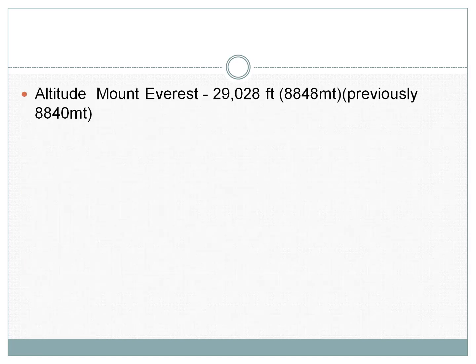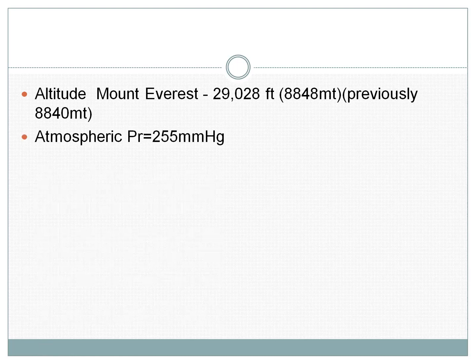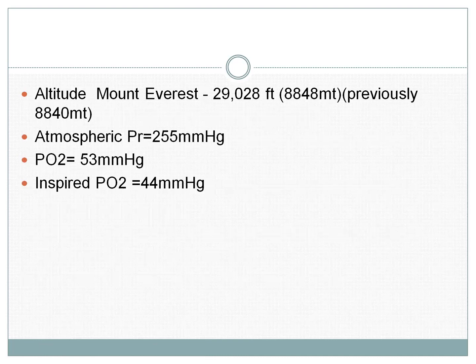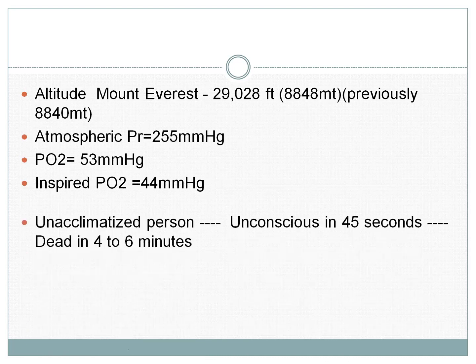Normally, Mount Everest, which is the highest peak, is around 8848 meters in height, that is around 29,028 feet. Here the atmospheric pressure is around 255 millimeters, which is less than half. The partial pressure will be 53 millimeters and the inspired partial pressure of oxygen is only 44 millimeters of mercury.